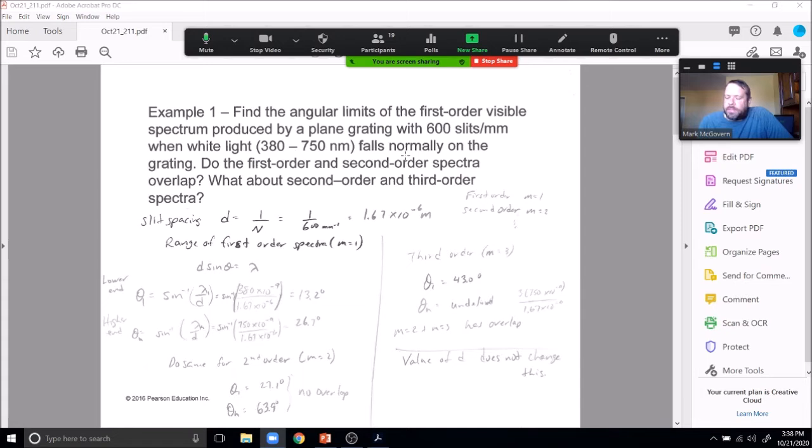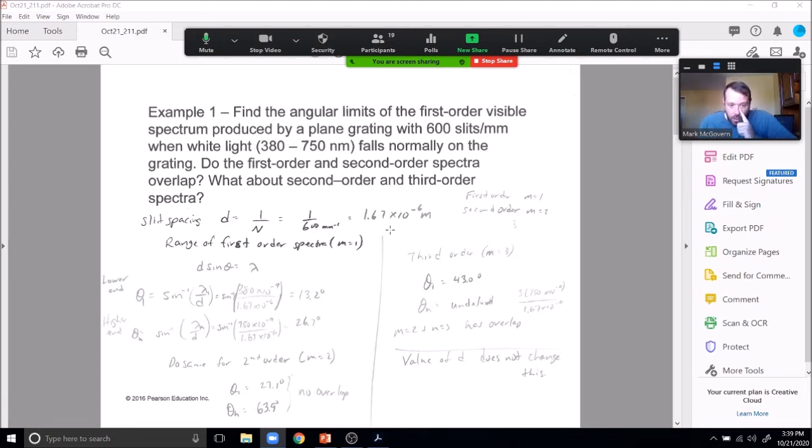So you take your slits per millimeter, which I'm indicating with the capital N here, number of slits per distance, and we're going to flip that number. Now, it's in millimeters. You're going to want to convert that into meters. Now this distance here is meters per slit. So that is what the slit spacing is.